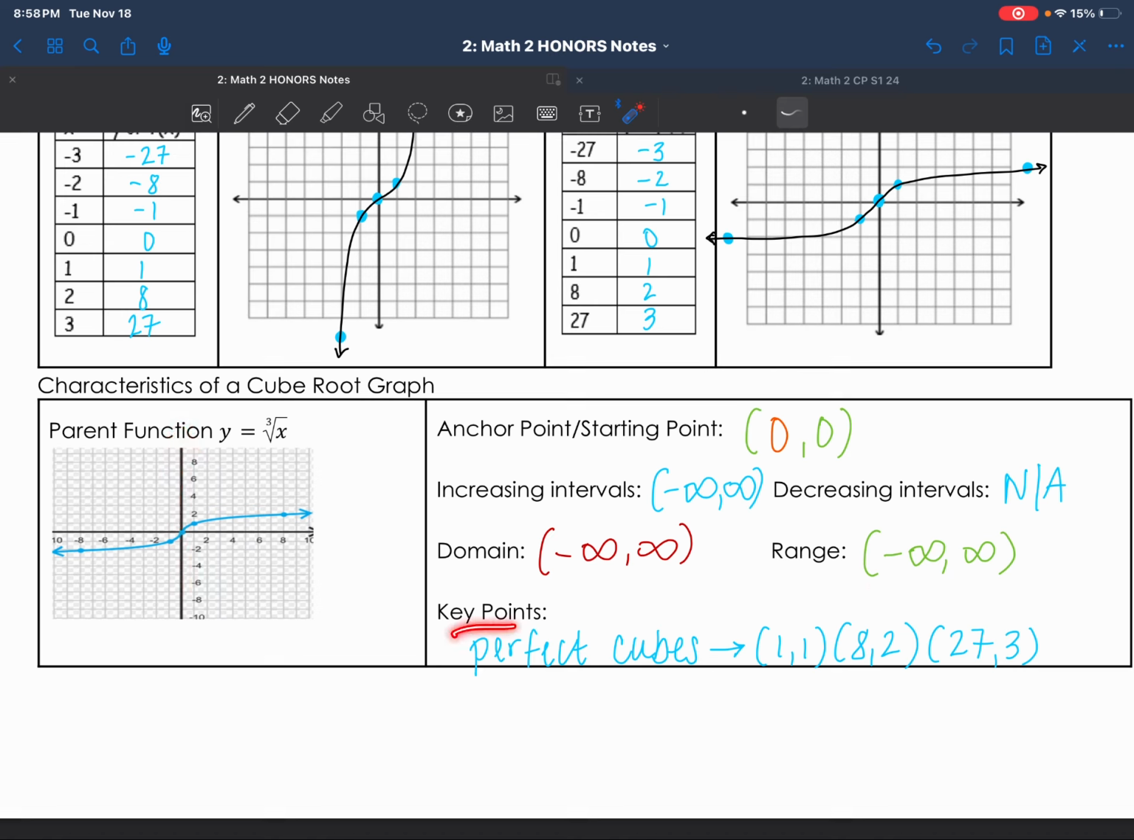And then the key points here, you're going to look for your perfect cubes. So if we take the cube root of 1, we get 1. Take the cube root of 8, we get 2. Cube root of 27, you'll get 3. So look for your perfect cubes, and those will be your key points to help you when you're plotting.